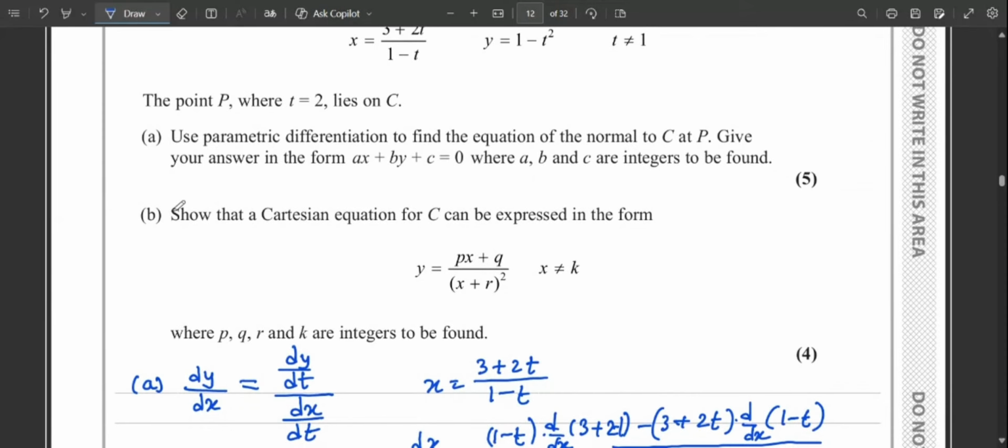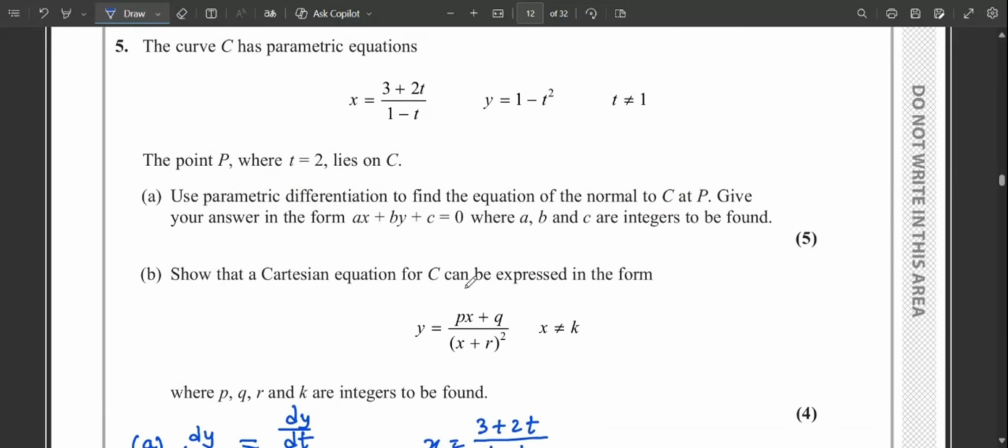For part B, we now have to show that a Cartesian equation for C can be expressed in the form y equals (px plus q) divided by (x plus r) whole squared. So what we can see from here is that there are two parametric equations, and we need to write one equation in terms of x and y. We need to relate the two variables x and y from our parametric equations.